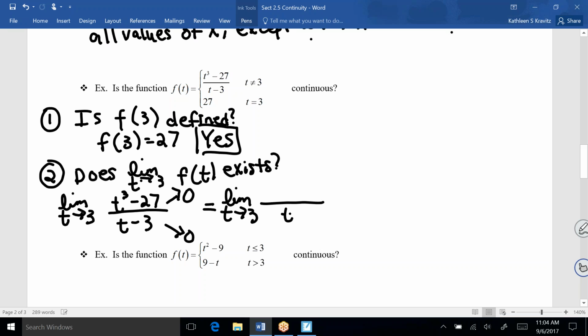So we'll keep that denominator as t minus 3. And in the numerator, we're going to factor out a t minus 3, because t is being cubed and 3 is being cubed in that difference. So we have t minus 3. And factoring that difference of two cubes, we have t squared plus 3t plus 9.